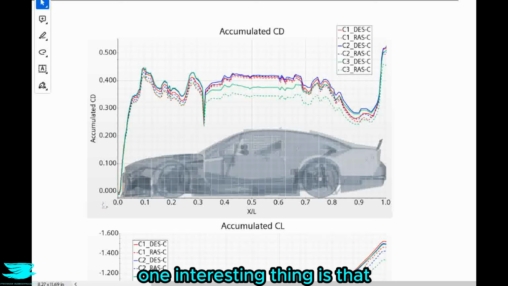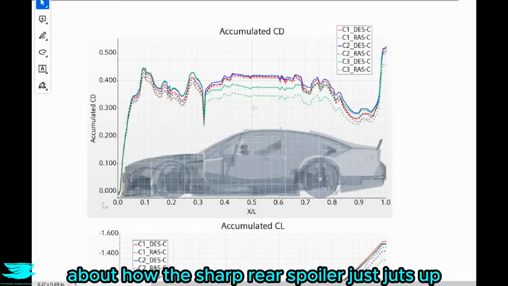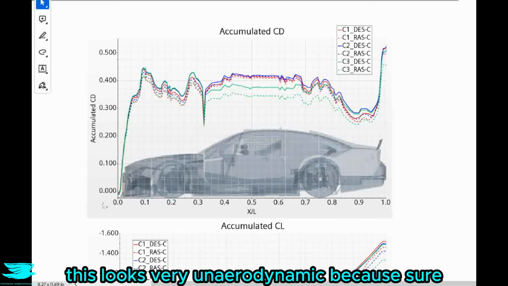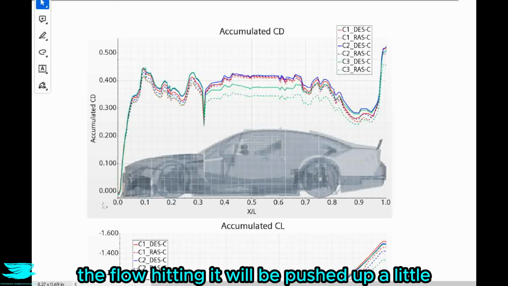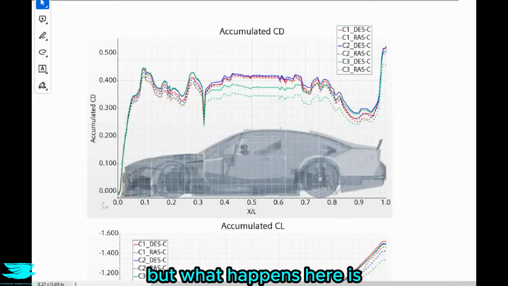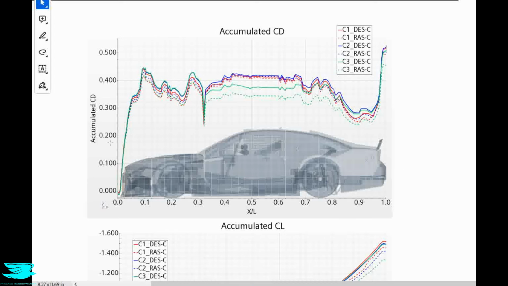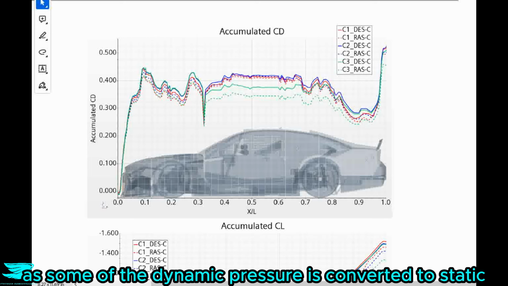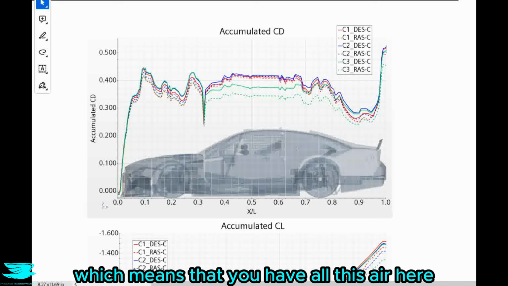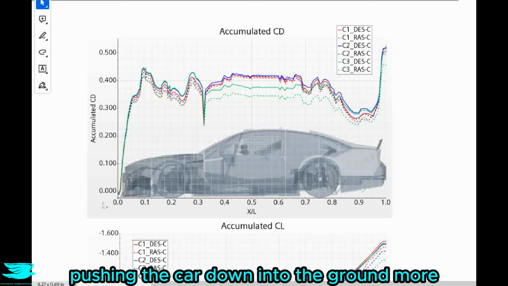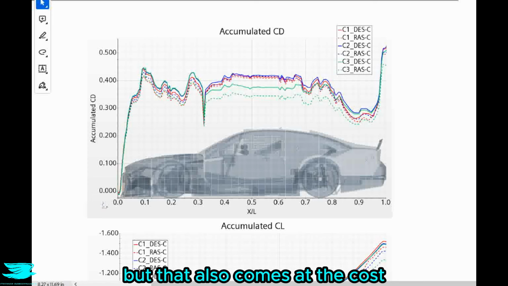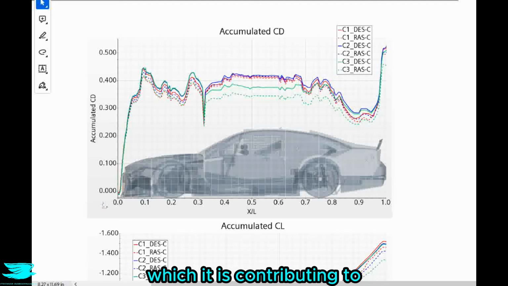One interesting thing is that it isn't often talked about how the sharp rear spoiler just juts up. I mean, look at that, how much it just goes up. This looks very unaerodynamic because sure, the flow hitting it will be pushed up a little, but it is more like a blunt object than anything that will just cause a lot of drag. But what happens here is the air coming along will hit it, increase in pressure as some of the dynamic pressure is converted into static pressure, and then over the trunk, there will be a lot higher pressure, which means that you have all this air here, which is high pressure, pushing the car down into the ground more. It's an ingenious design that dramatically increases the downforce, but that also comes at the cost of the larger drag increases as well, which it is contributing to.